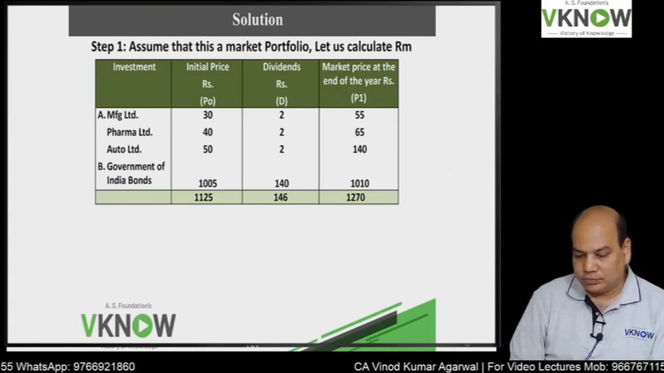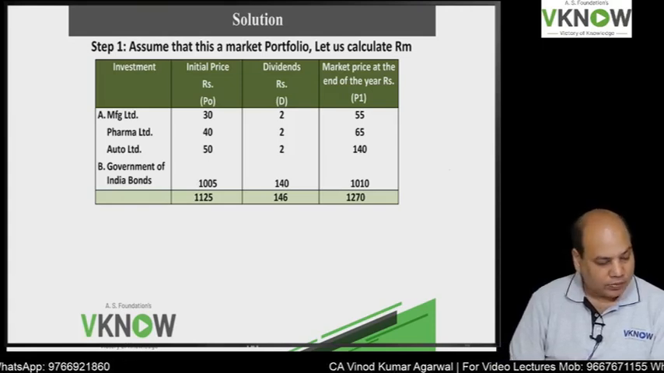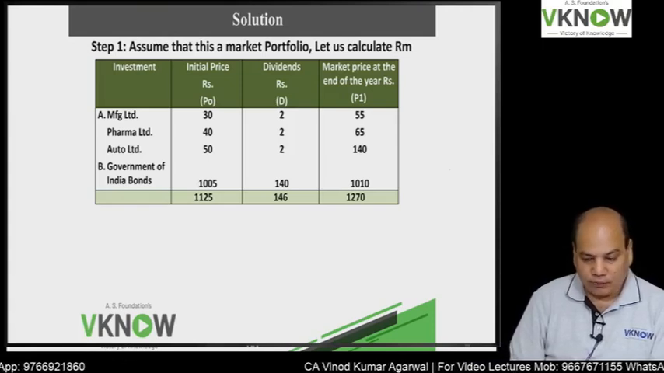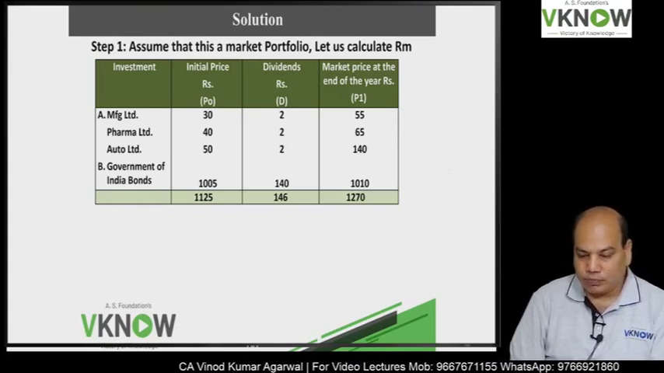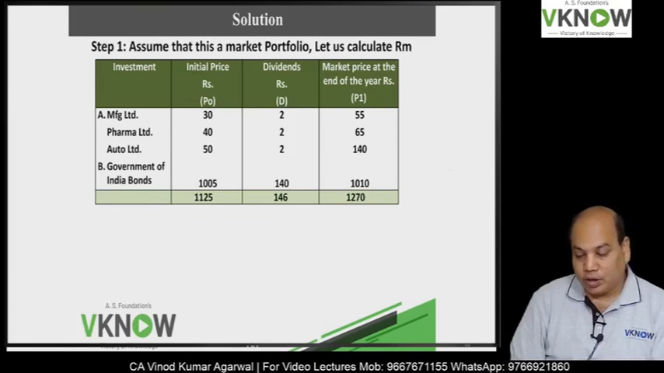Now write down the initial price: 30, 40, 50, 100, 1005. Tell me the total of the initial price. 1125. Dividend, write down 222. And Government of India bond 140.